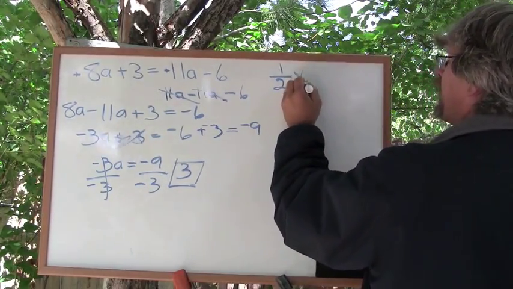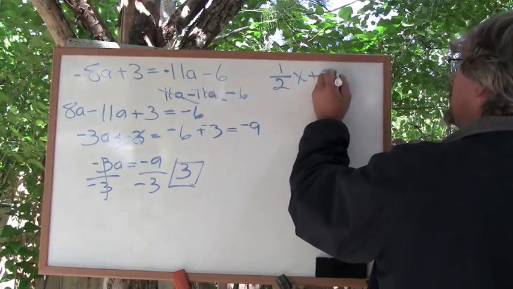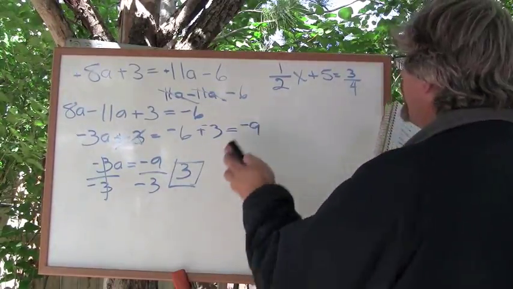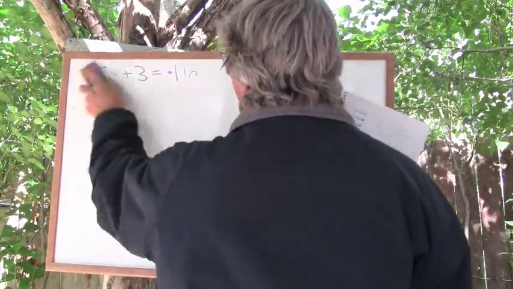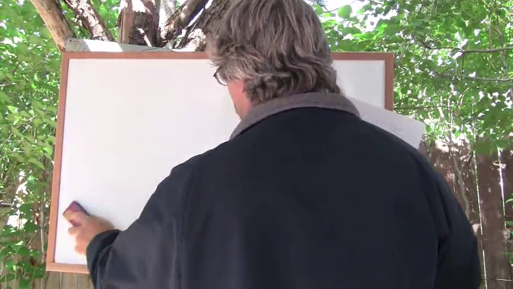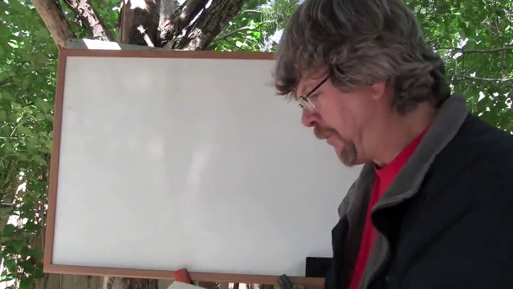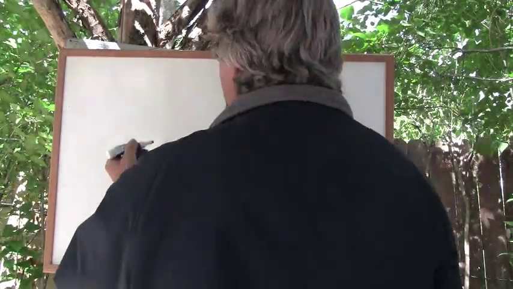1/2 x plus 5 equals 3/4. Oh, I can see right now I'm going to have to erase this and do it over here. This one gets involved, but I'm going to show you a really cool trick here. How's my time doing? Oh yeah, I'm in good shape time-wise. Okay, this is a fun one. It gets a little involved, so I'm going to show it to you.